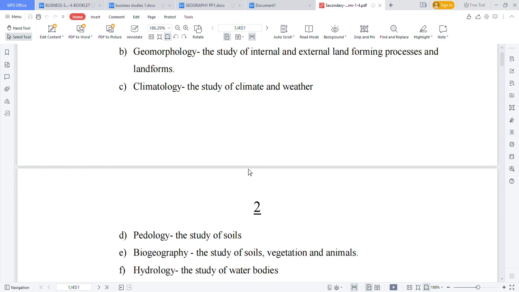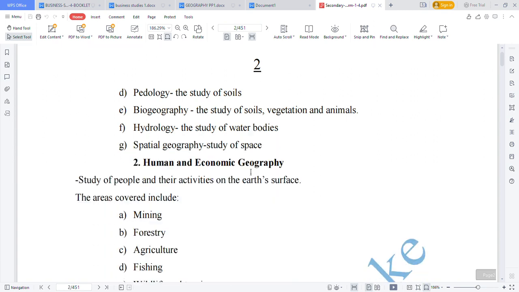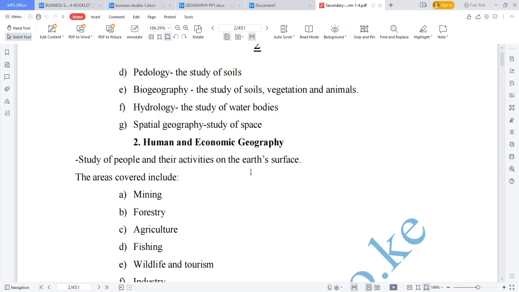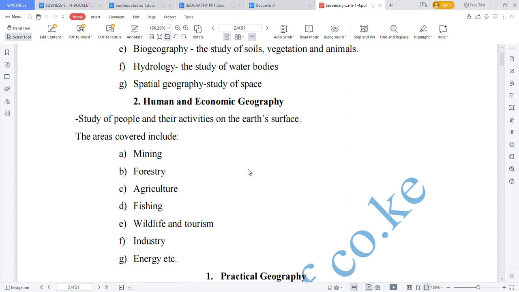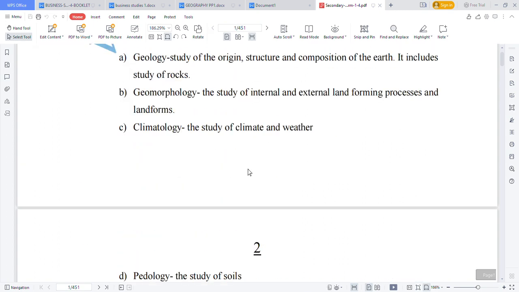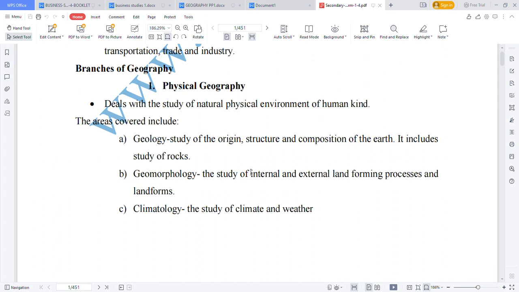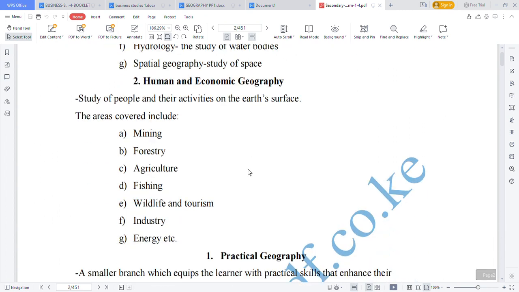Then what is climatology? Climatology, just from the name, is the study of climate and weather. What is pedology? This is the study of soils. What is biogeography? It is the study of soils, vegetation, and animals. What is hydrology? It's the study of water bodies. Then we have spatial geography, is the study of space. So that is the first branch of geography. So we have talked about physical geography.